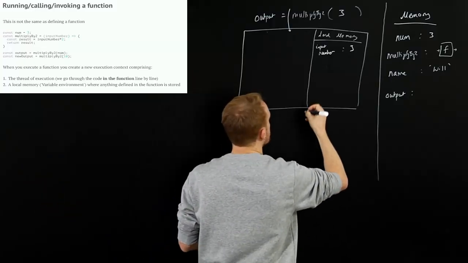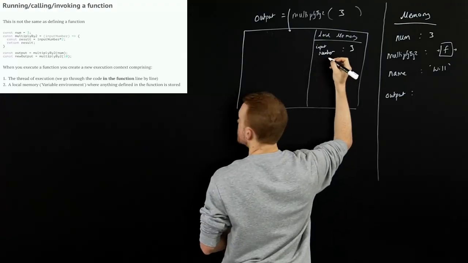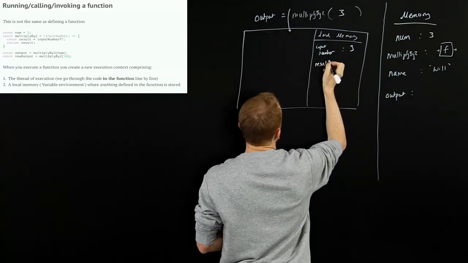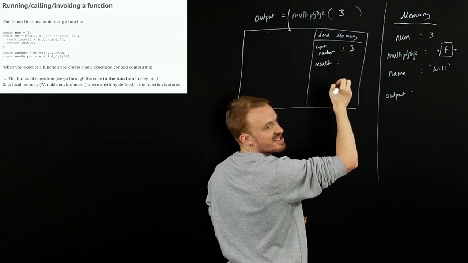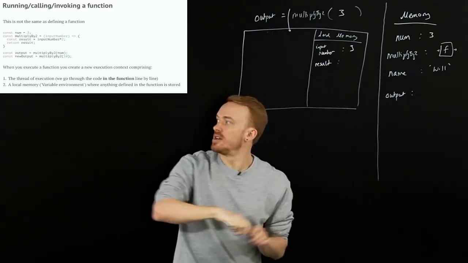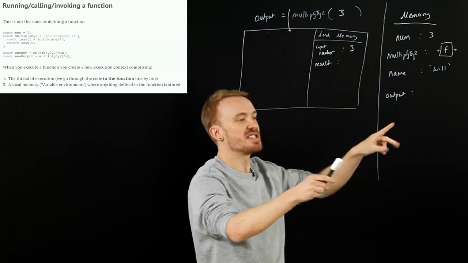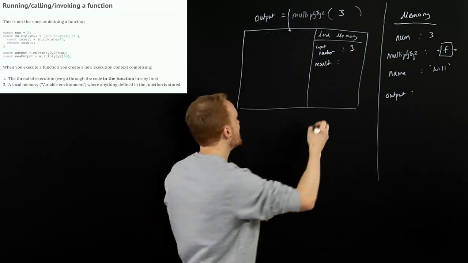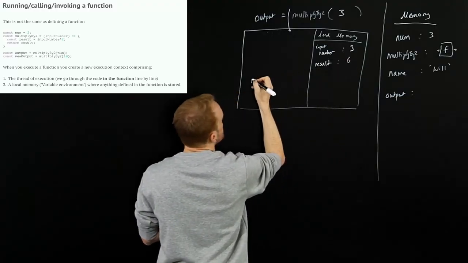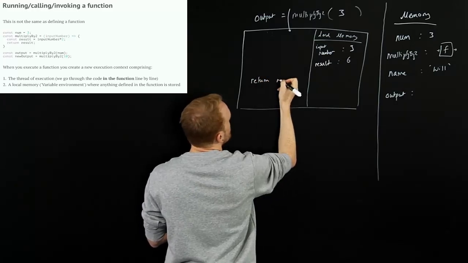Okay, Andrew, now we hit the body of multiply by 2. What do we do? We create result. We create result and assign to it? Well, it executes, I guess. Yeah, so assigned to result, input number, which is 3 by 2, which is 6. There it is. And the final line says return result.